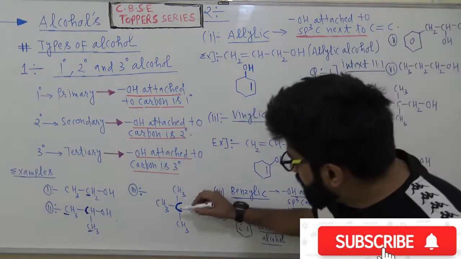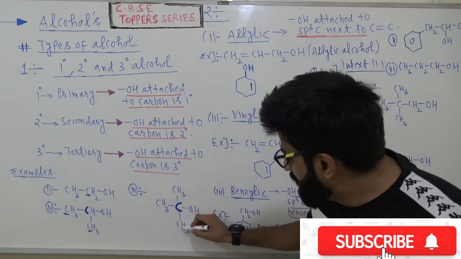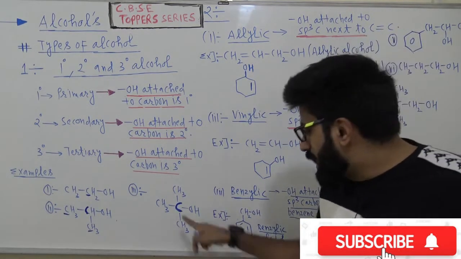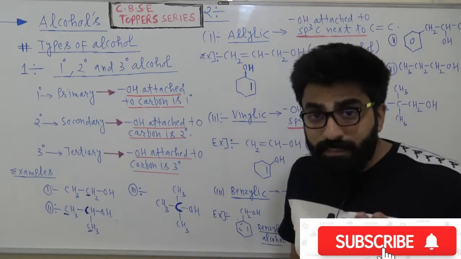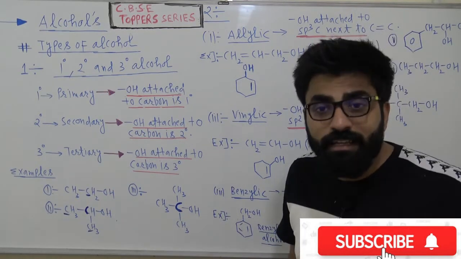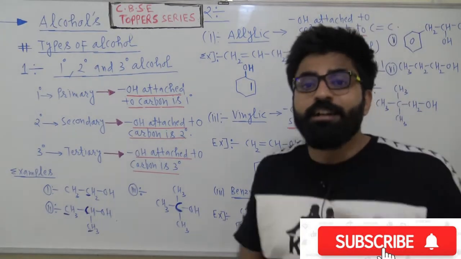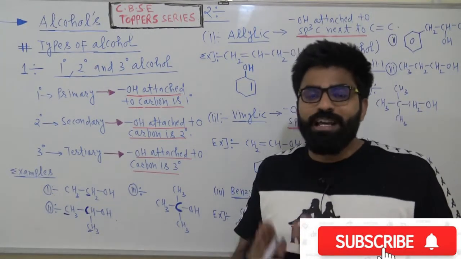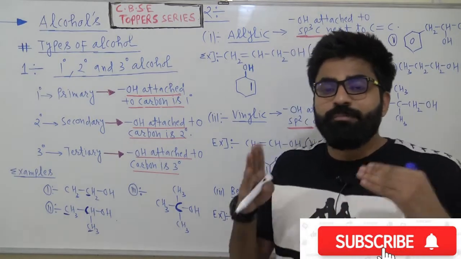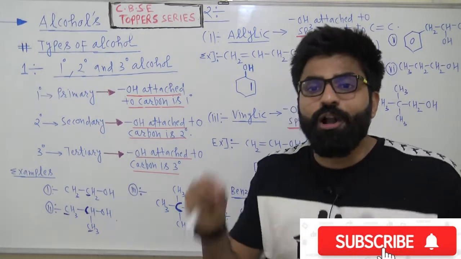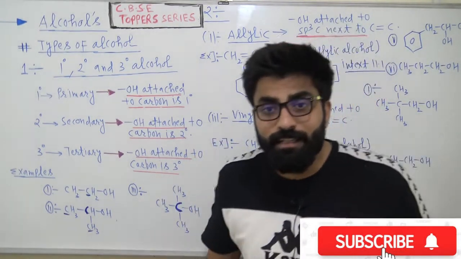Now if you see, this carbon is attached to this carbon, this carbon, this carbon. So this carbon is attached to 3 carbon. It means the degree of this carbon is 3 degree, and the alcohol degree is 3 degree, or we also call it tertiary alcohol. So this is how we identify 1 degree alcohol, 2 degree alcohol and 3 degree alcohol, right?